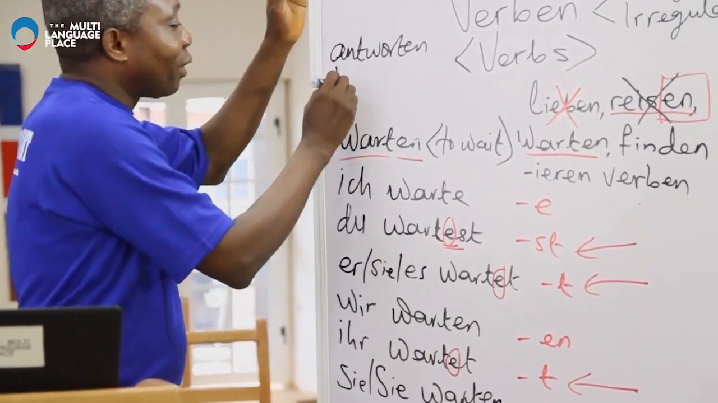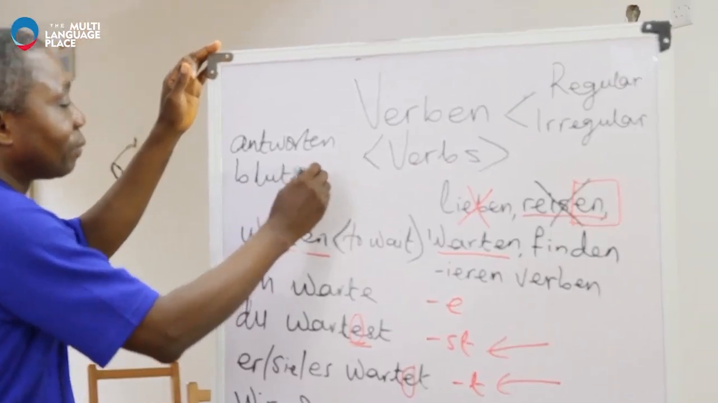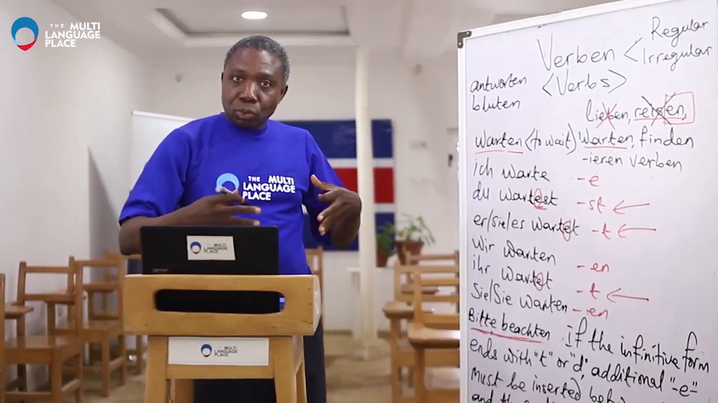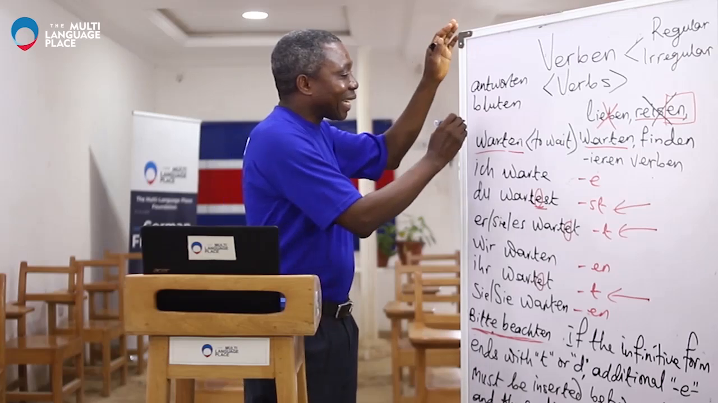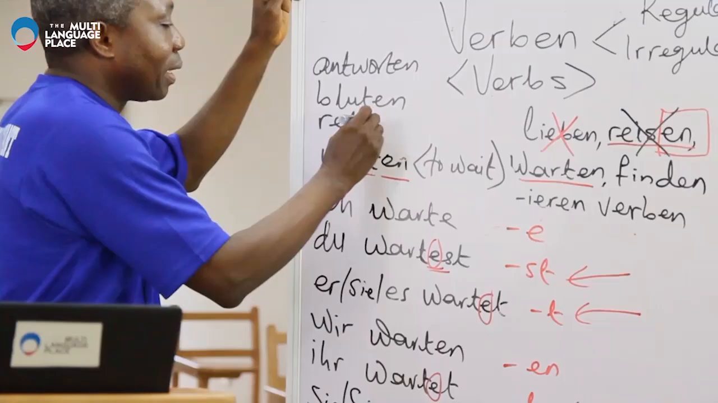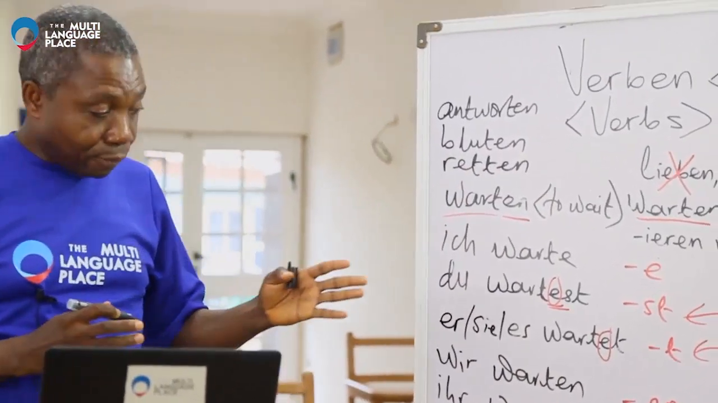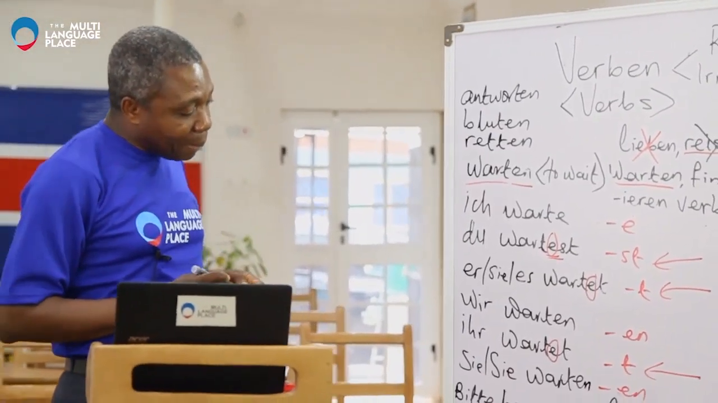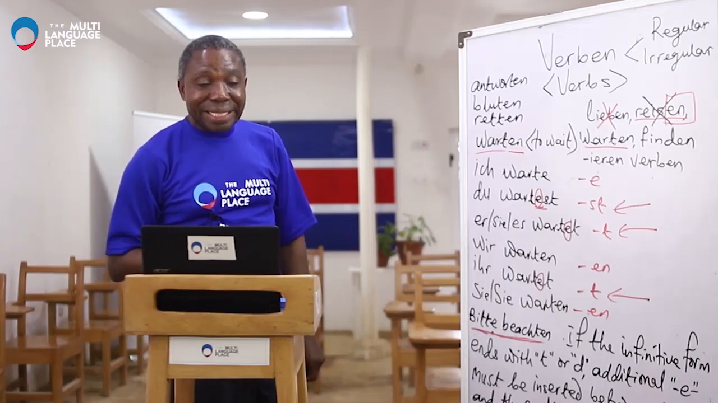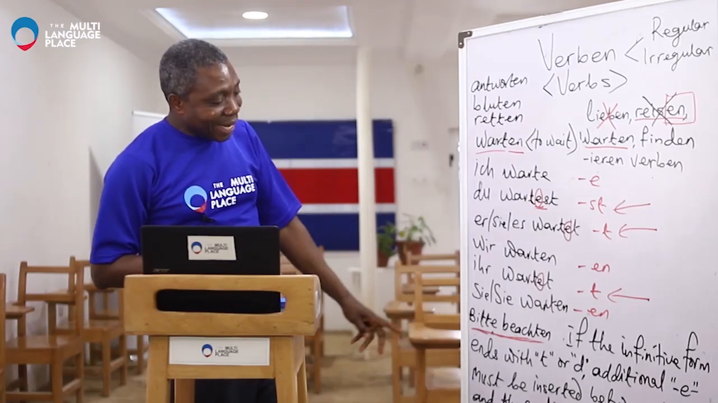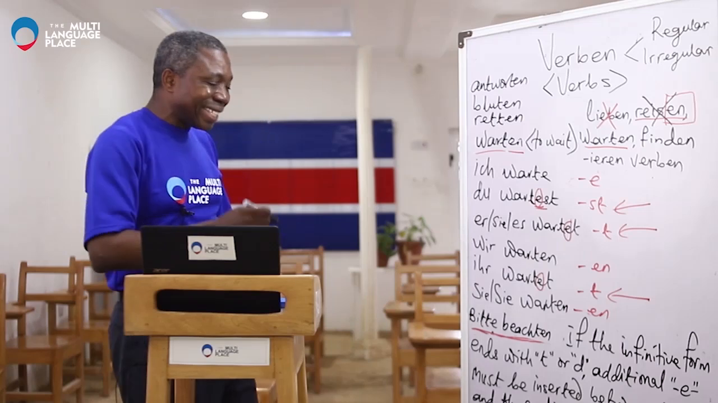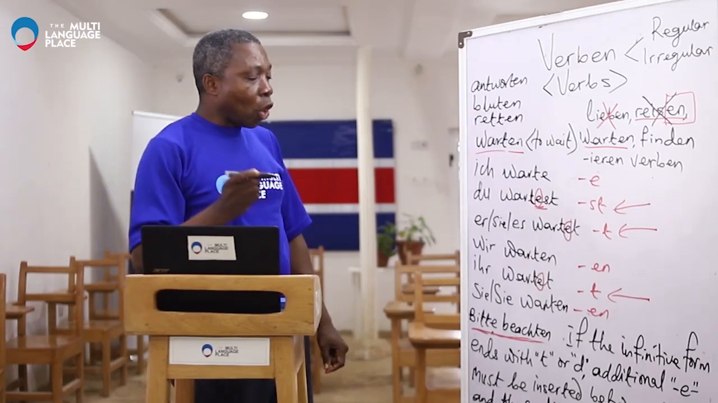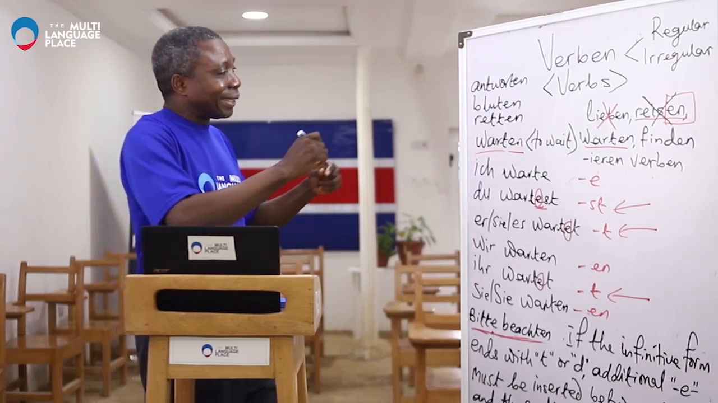Not only that, we have another verb, fluten. Antworten means to respond, to answer. Fluten means to flourish. And then there's another one, retten. All these verbs, they function like warten when you are conjugating. And then remember, under the bitte beachten, under the note, we said if the infinitive form ends with T or D, that brings another set of verbs there.